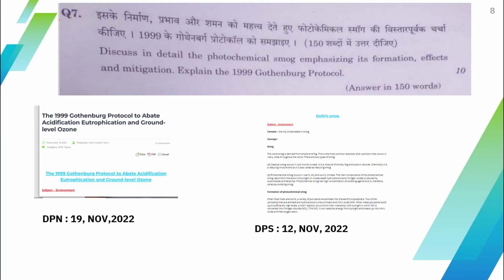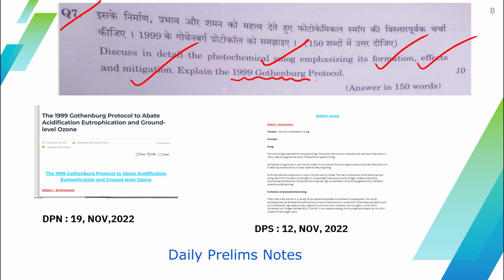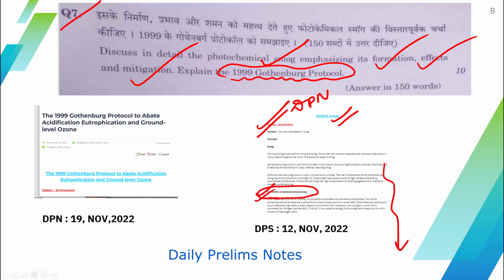Next question, question number 7. Discuss in detail photochemical smog, emphasizing its formation, effects and mitigation. Explain the 1999 Gothenburg Protocol. You can see here directly this is from the DPN: Delhi smog, photochemical smog, formation of photochemical smog. You can go and read the entire DPN. You can just search Delhi smog, photochemical smog, optimize IS, do the Google search and you will get this article.